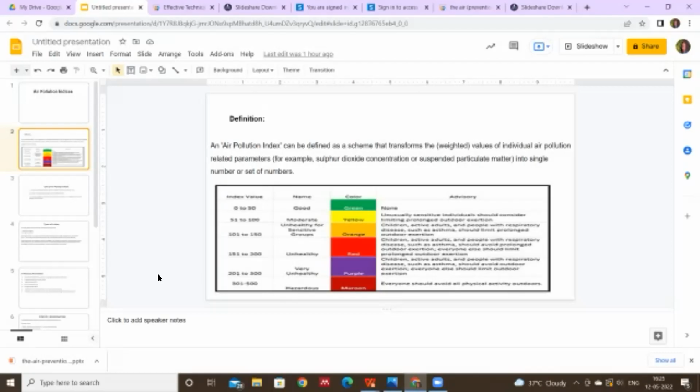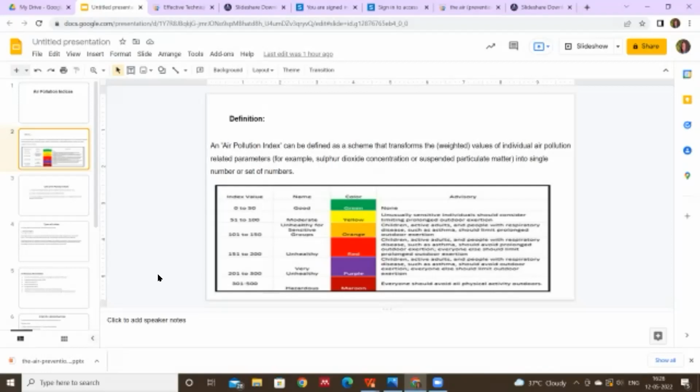Then 151 to 200 unhealthy. That is, it is red zone. That is, that atmosphere is not suitable for health conditions. Okay. That means children, active adults, people with respiratory disease such as asthma should avoid prolonged outdoor exertion. Okay. Everyone else should limit prolonged outdoor exertion. Means जेवढा कमी तुम्हाला बाहेर कॉन्टॅक्ट मध्ये येता येईल तेवढं कमी त्या दॅट मीन्स अलर्ट झोन आहे एक प्रकारचं. ओके. तेवढं जास्ती आउटडोर पोल्युशन मध्ये तुम्ही यायला पाहिजे.